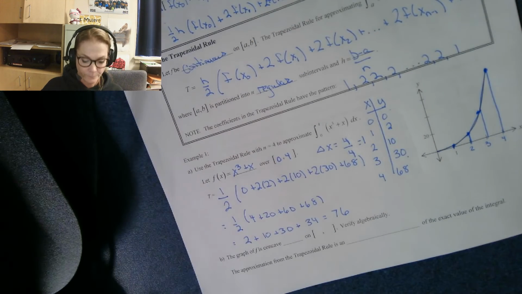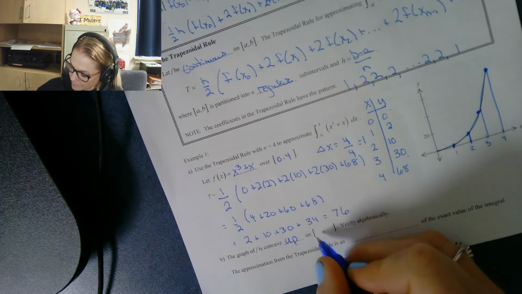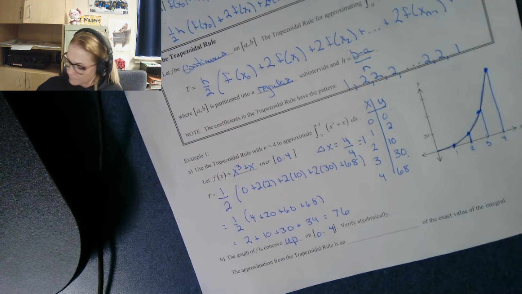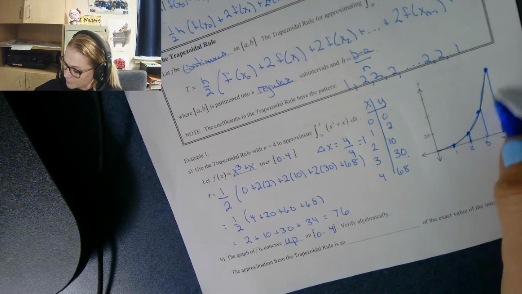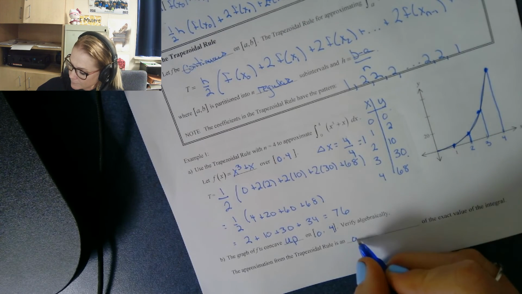All right. So the graph is concave up on 0 to 4. And so you can see that these trapezoids are a little bit over. So this is an overestimate.